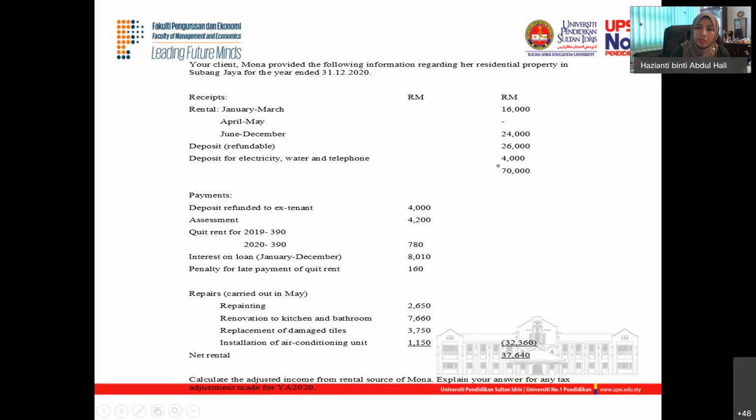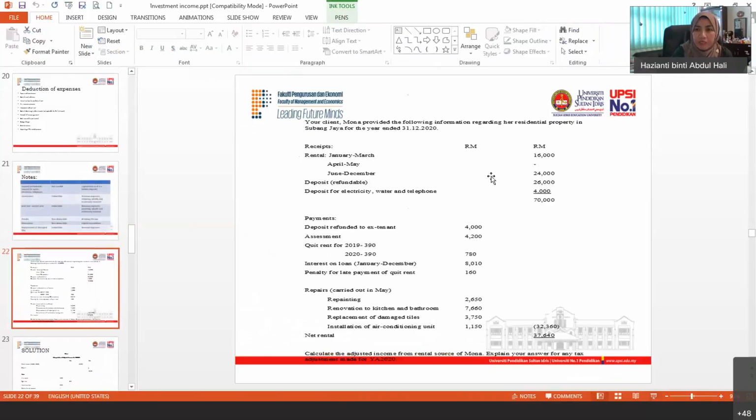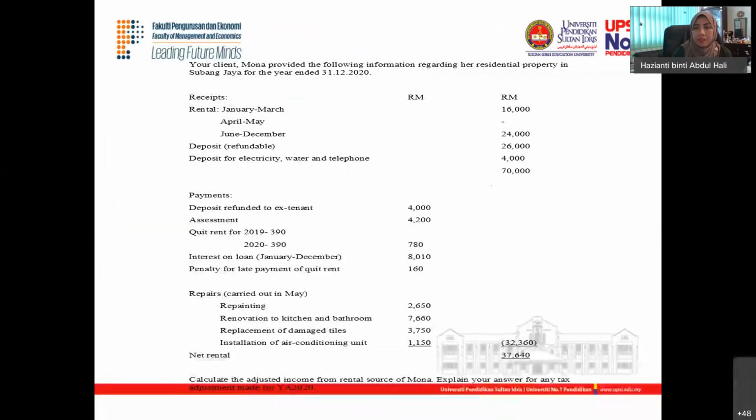70,000 is the total. Do not get confused. Alright, Siti gives 66,000. The rest, what about you? Rental income, how much? Any other figure?